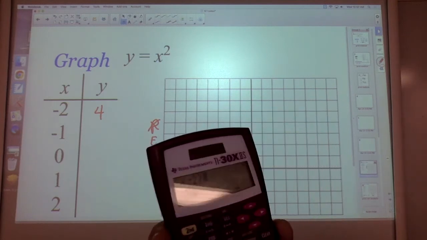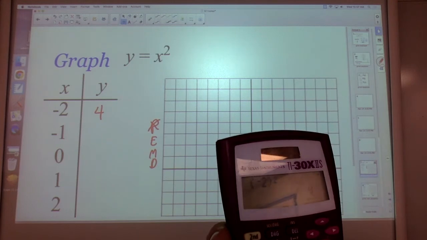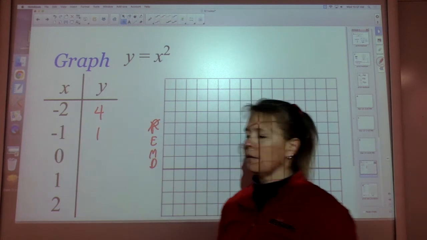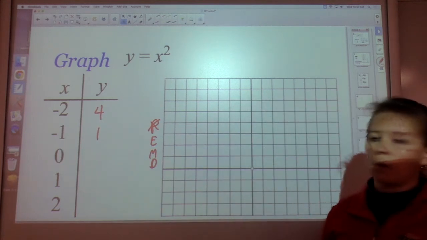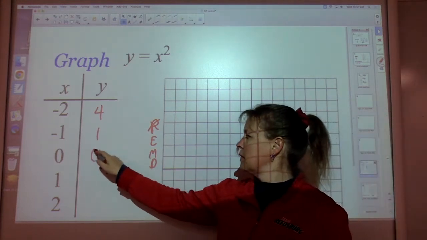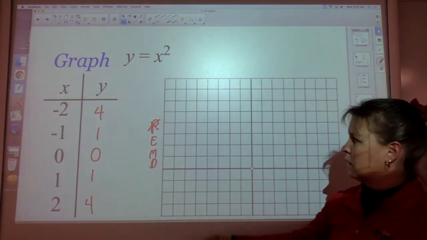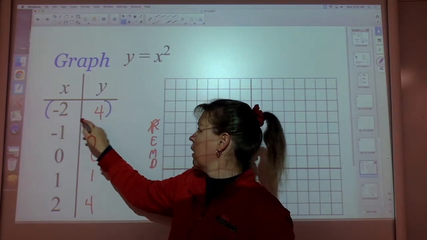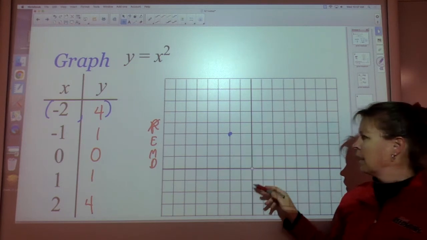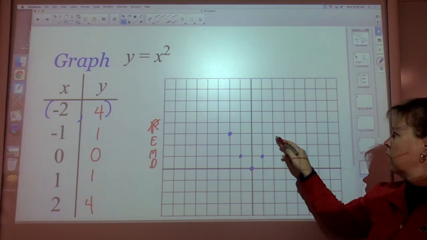Because order of operations will do parentheses first, we have to put -2 in parentheses and then square it. Or you could just know that anytime you square a negative, it comes out positive no matter what. So you could just type in 2 squared or 1 squared. But using the parentheses is a good idea. 0 squared is 0, 1 squared is 1, 2 squared is 4. We graph those on a graph, just like if it was a coordinate pair at -2, 4. -1, 1, 0, 0, 1, 1, and 2, 4.